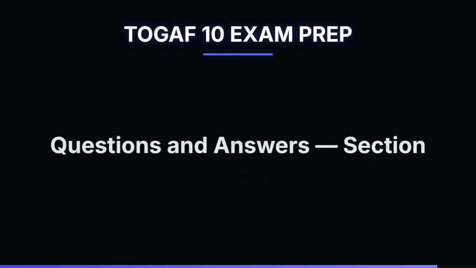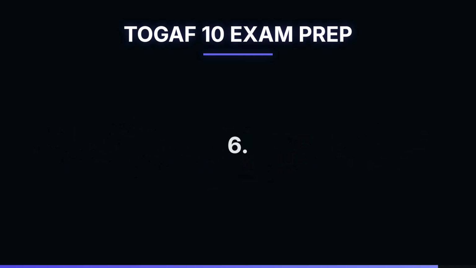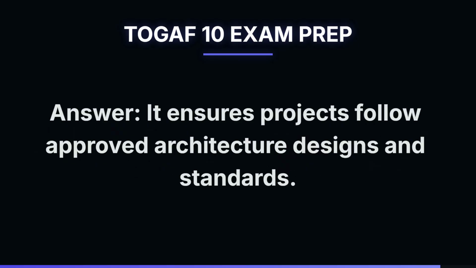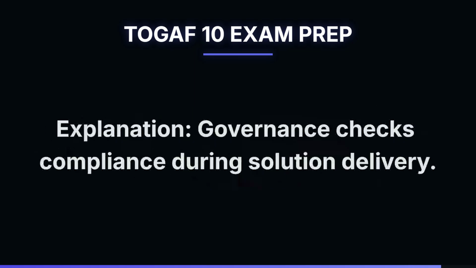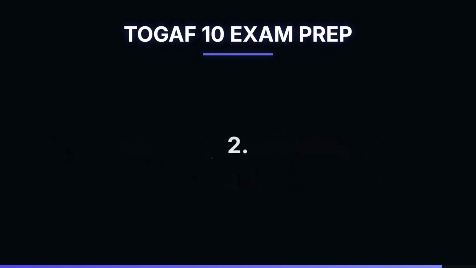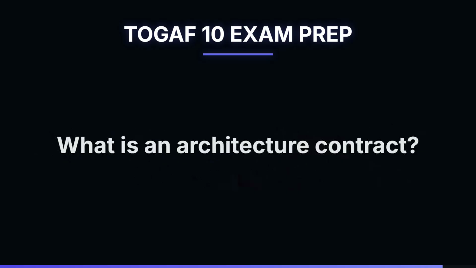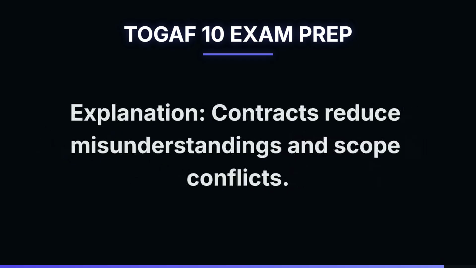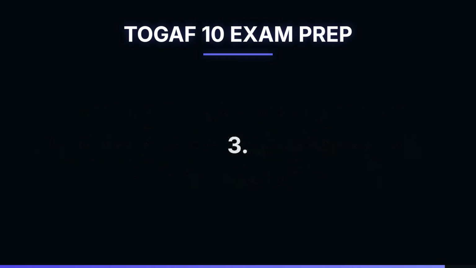Questions and answers. Section 6. 1. What is implementation governance in enterprise architecture? It ensures projects follow approved architecture designs and standards. Governance checks compliance during solution delivery. 2. What is an architecture contract? It defines responsibilities and expectations between architects and project teams. Contracts reduce misunderstandings and scope conflicts.